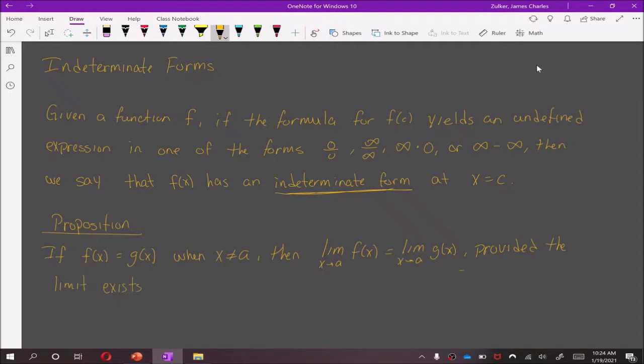So the idea here would be to use algebra to simplify f of x into a new function g of x, which is identical to f of x everywhere except at x equals a. Then we can evaluate the limit of this new function, and that would be the same as the limit of the original function. The other way of evaluating it would be by using a theorem known as the squeeze theorem.